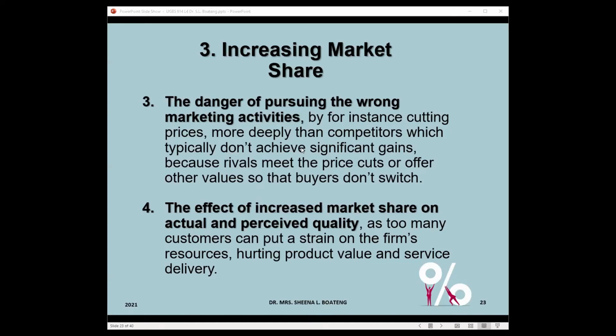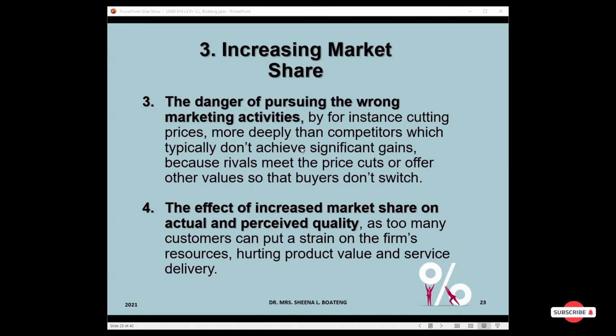Good. So in terms of increasing market share, I was also talking about the danger of pursuing the wrong marketing activities, because the market leader, in the bid to be able to expand their market share, would, for instance, try to engage in certain marketing activities which may be wrong for their purposes at that point in time. For instance, they may try to cut prices.